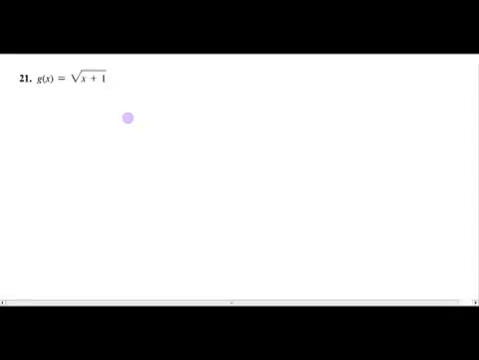Here I have the square root of x plus 1, so I'm going to have a domain restriction on this one. I know that the domain restriction is that x plus 1 must not be negative. In other words, it has to be greater than or equal to 0. So I'm going to solve this, subtracting 1 from both sides, and I get x is greater than or equal to negative 1. In interval notation, that's going to be square bracket negative 1 to infinity.